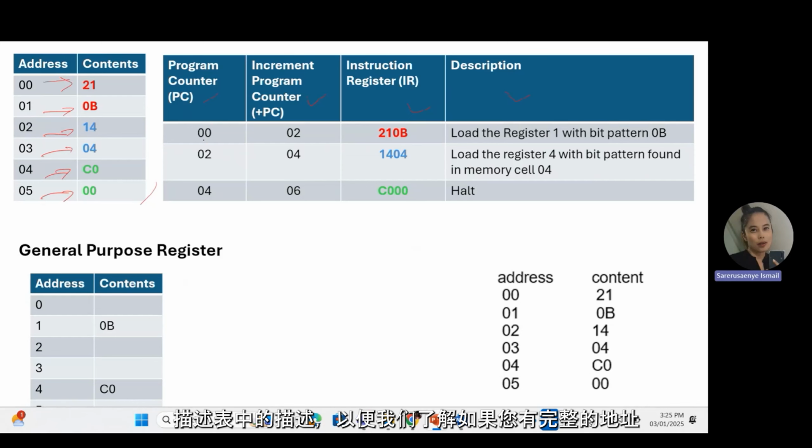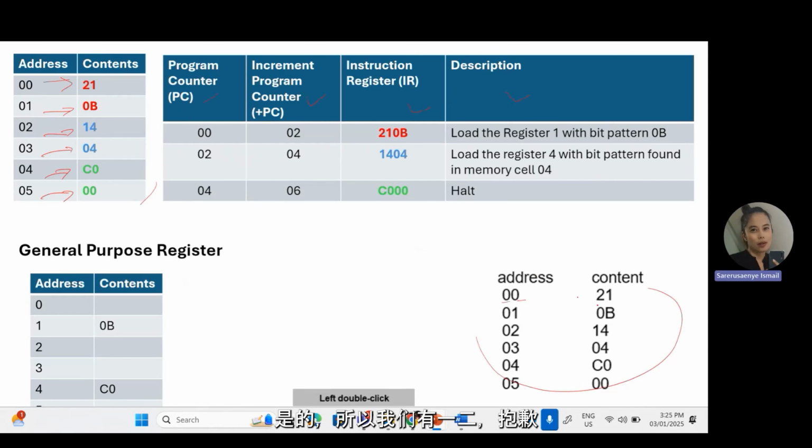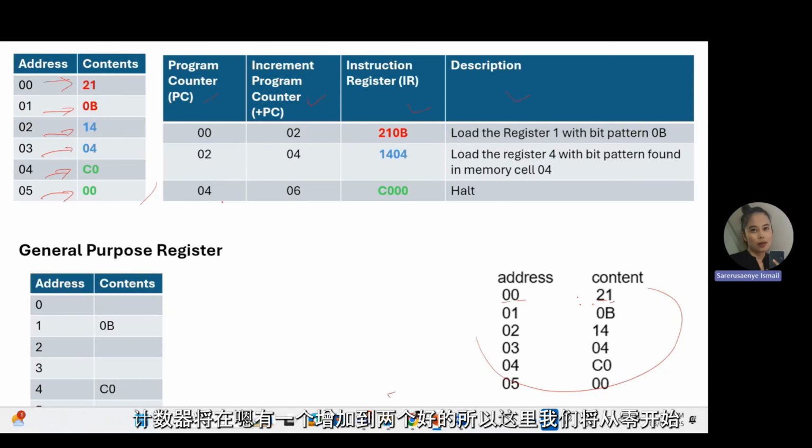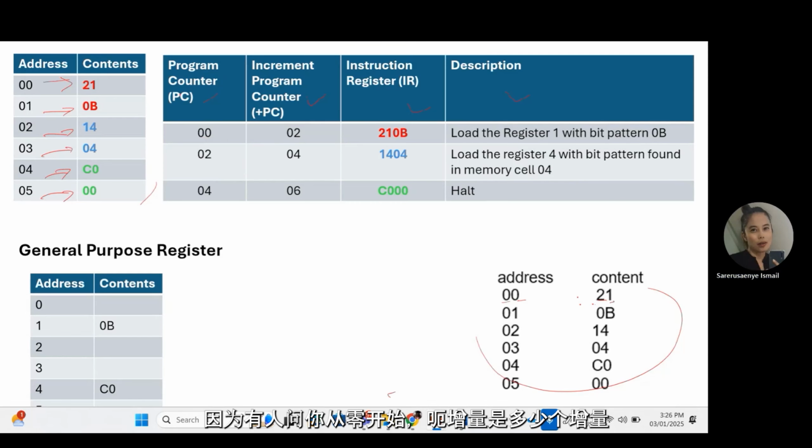So we understand that we have a 4-bit address, like this is 4-bit, this is also 4-bit. We look at the question, so we have 1, 2, 3 and 4. All is 4-bit. So when we have 4-bit, the program counter will have an increment of 2. Here we're going to start with 0 because the question is asking you from 0. And how many increments? Definitely 2 because of 4-bit.